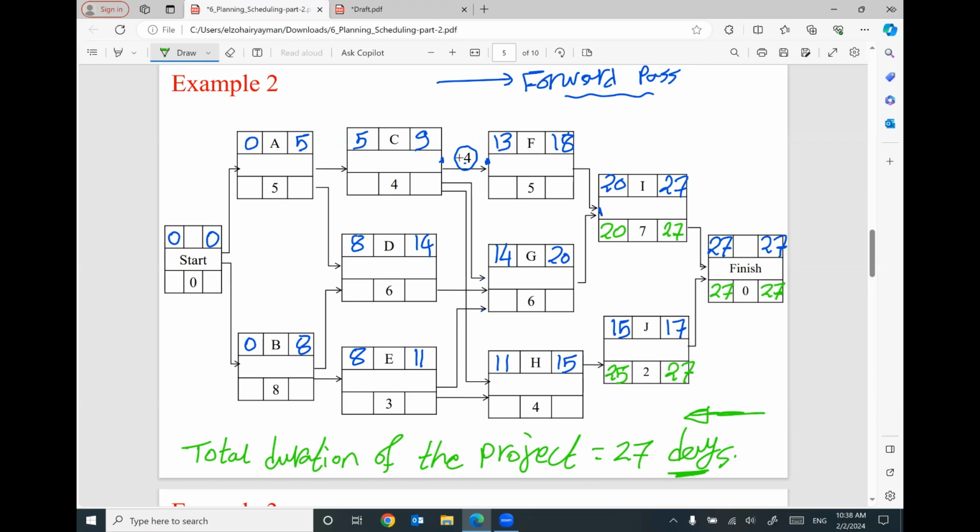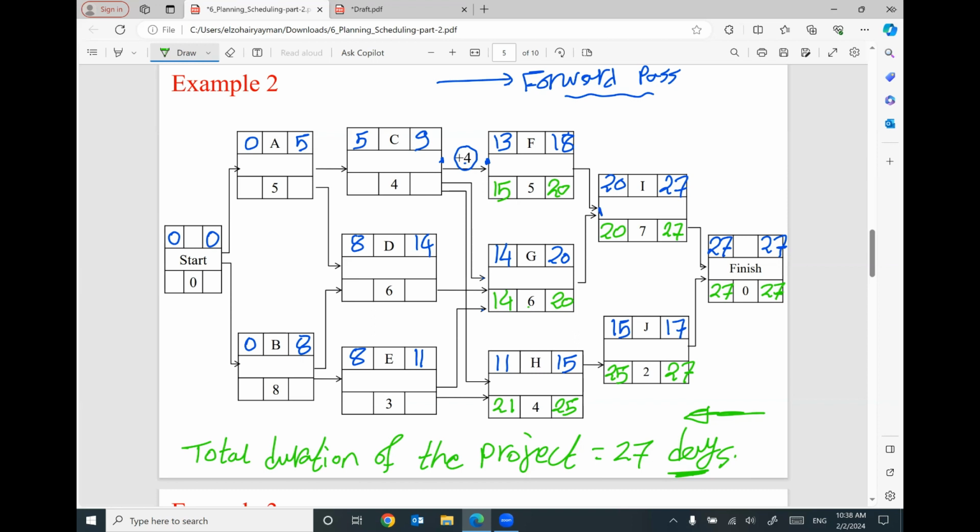This 25 will be here the same. 25 minus 4 will be 21. We have here 20 will be the same here 20 and will be the same here 20. No problem. 20 minus 6 will be 14. 20 minus 5 will be 15. Does that make sense?